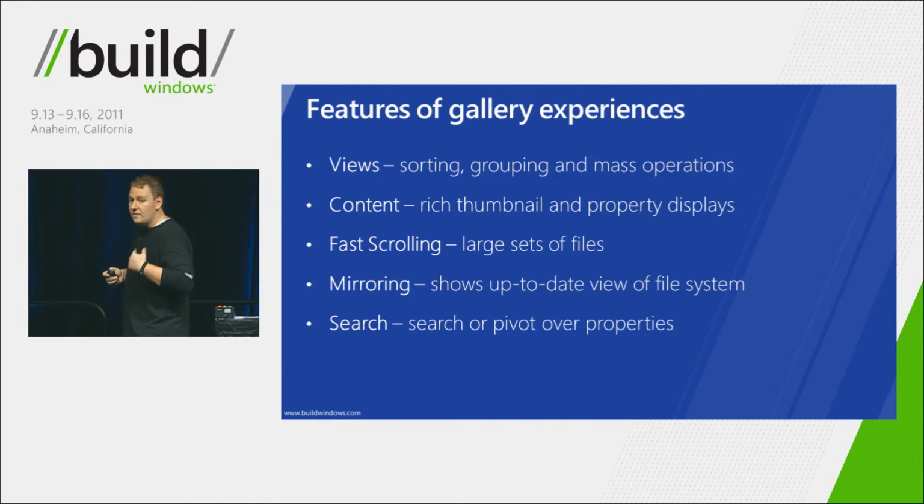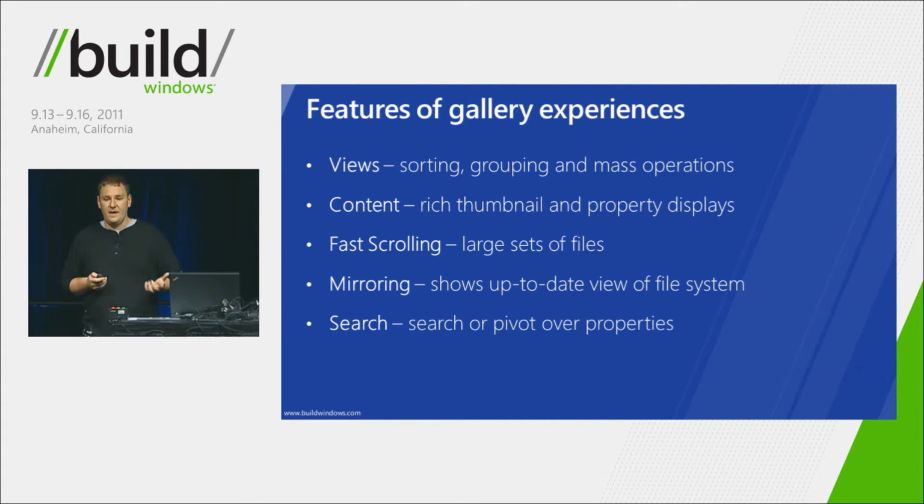The next is mirroring, and this is showing an up-to-date view of the file system. Since these are local files, apps have always needed to look at what's in a given library, be it music or pictures, and go ahead and replicate that. That is very, very easy in this new system. There's almost nothing an app needs to do to pull off mirroring the file system.